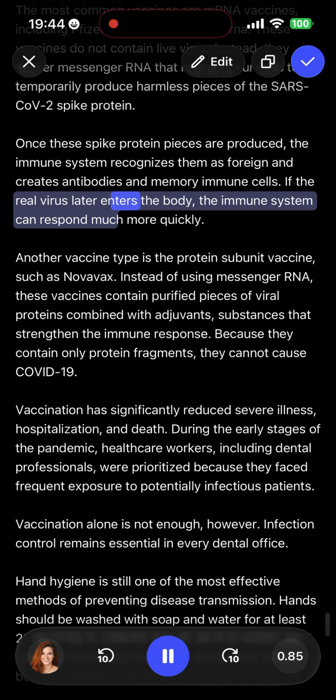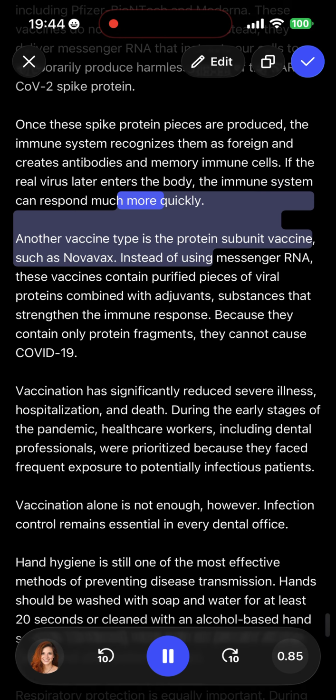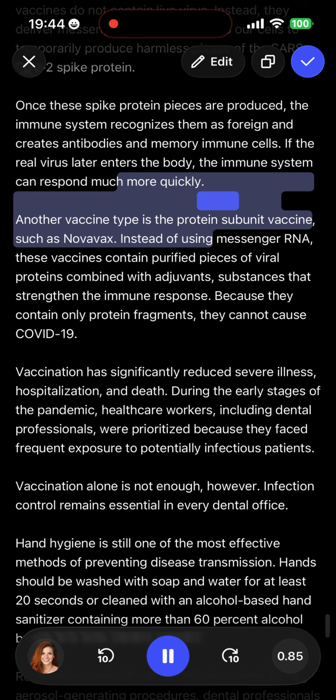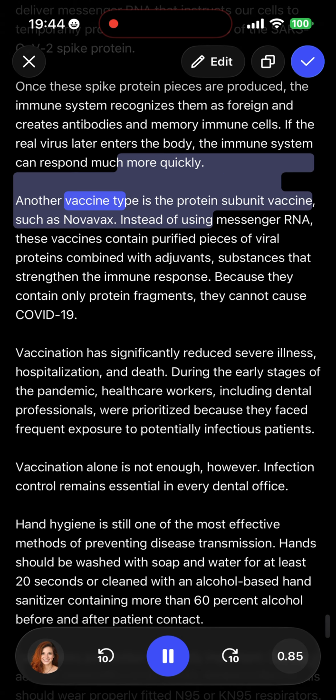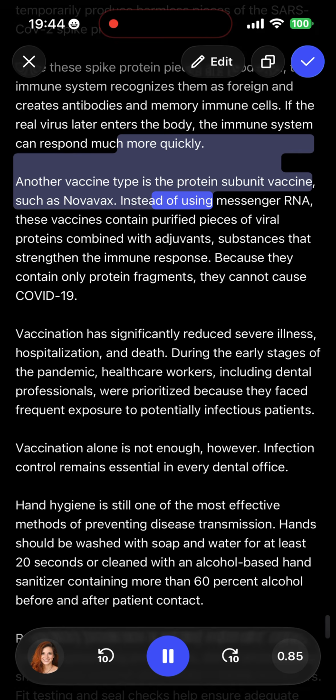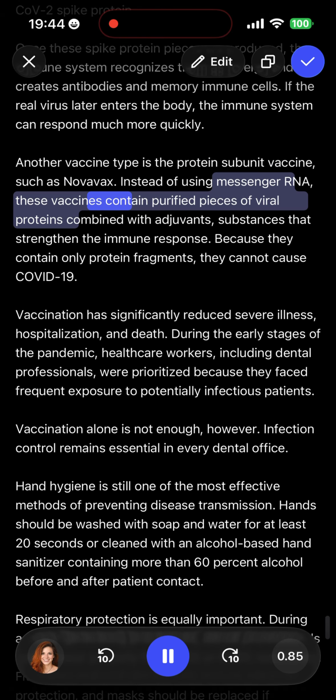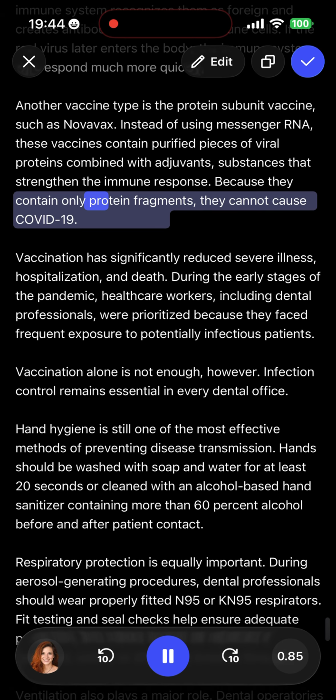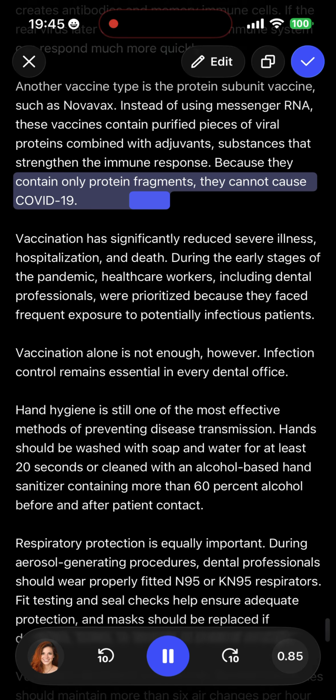Another vaccine type is the protein subunit vaccine, such as Novavax. Instead of using messenger RNA, these vaccines contain purified pieces of viral proteins combined with adjuvants, substances that strengthen the immune response. Because they contain only protein fragments, they cannot cause COVID-19. Vaccination has significantly reduced severe illness, hospitalization, and death.